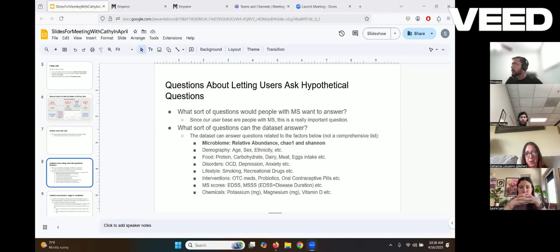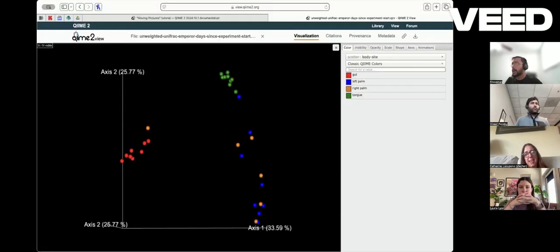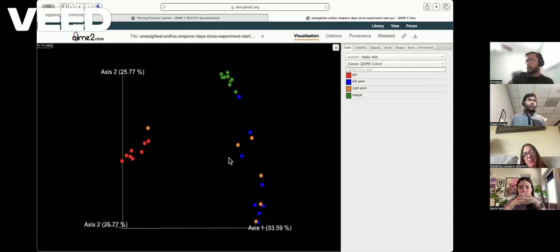Okay. So in QIIME, there's this thing called the moving pictures tutorial, which goes through an example data set, and people can go through and learn to use QIIME. The example data set they use has two different individuals who sampled themselves over time. It's a published paper, a really dense, long longitudinal data set.